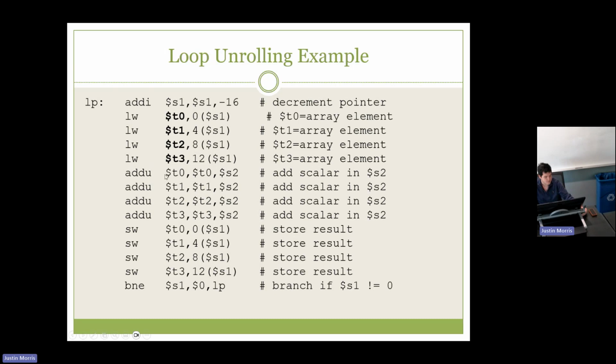So here's our unrolled example, right? We're going to fetch 4 things from memory. Add, store the results, and then we'll loop back, rather than do 1, 2, 3, 4 instructions, and then we have to loop back. Okay.